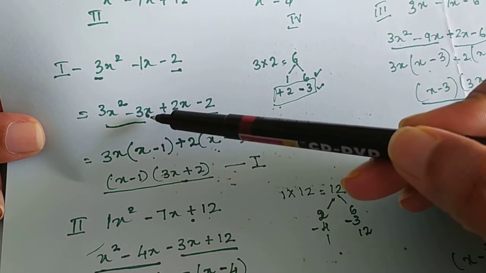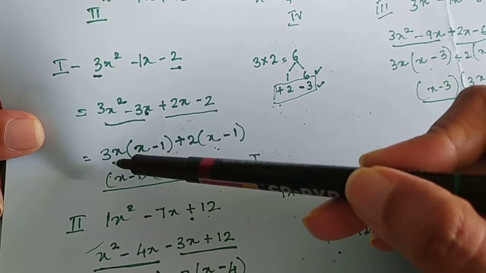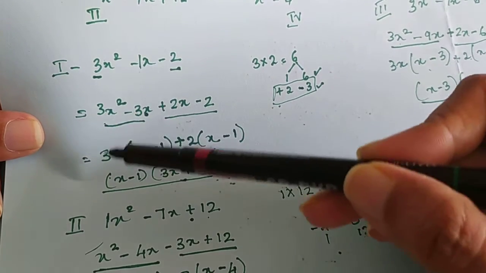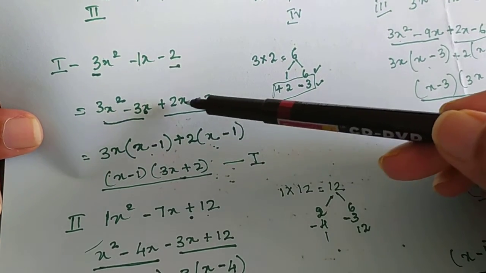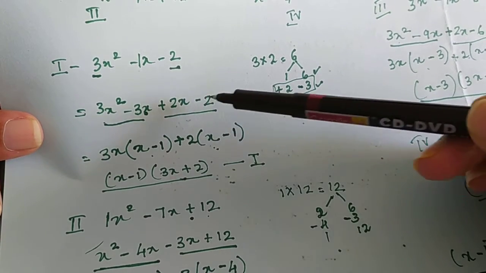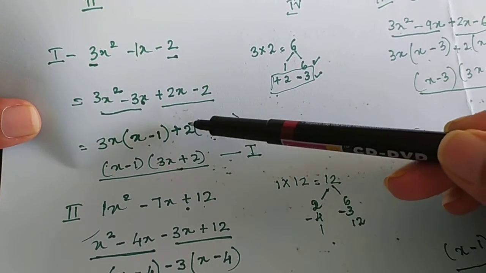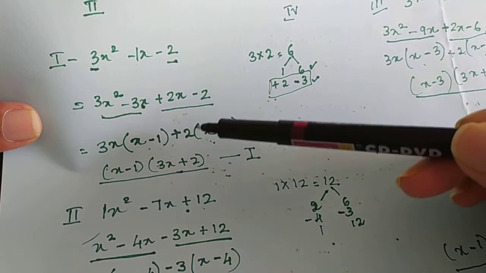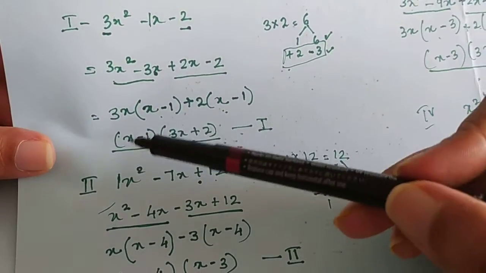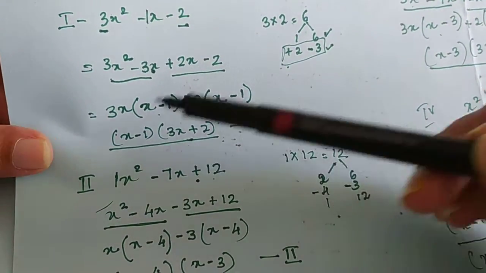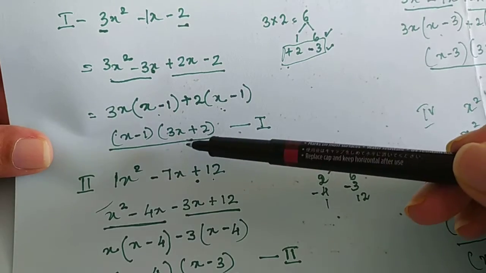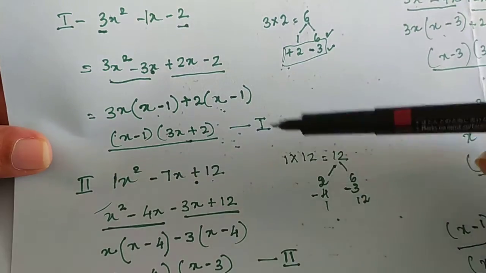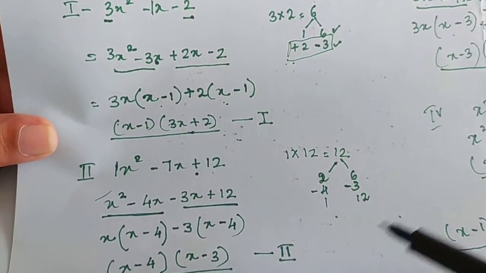Now between the first and the second term, 3x is common. So you take it outside. Only x remains inside. Put the minus sign. 3x divided by 3x is 1. Plus 2 is the common term between the other two. So you write 2 outside and in the bracket, x minus 2 divided by 2 is 1. So the common bracket is x minus 1, and I put the uncommon terms in the next bracket. That's 3x plus 2, which is my entire factorization of part 1.